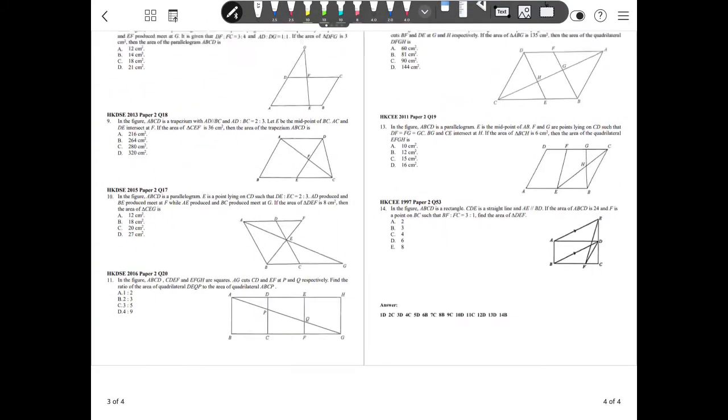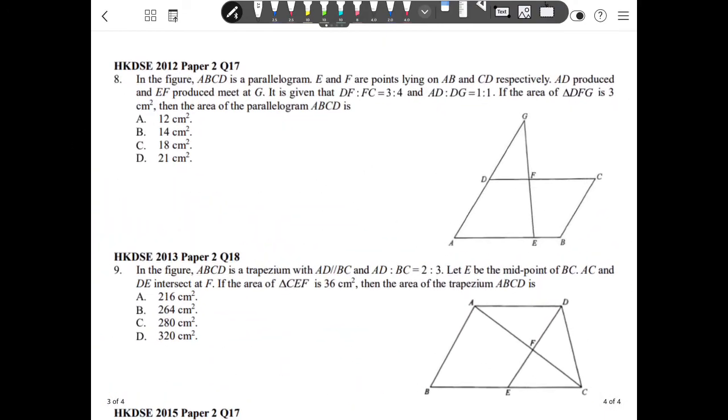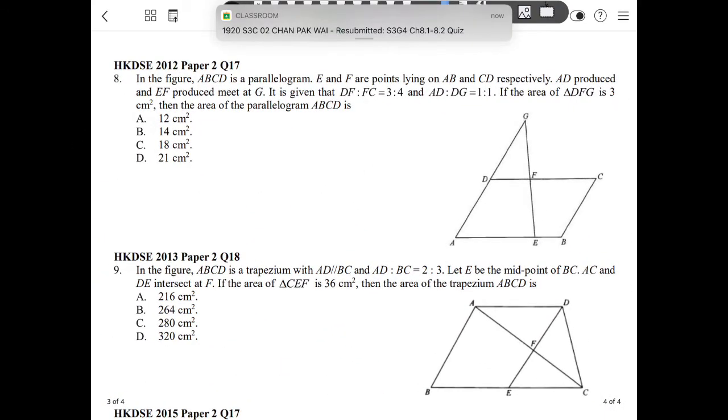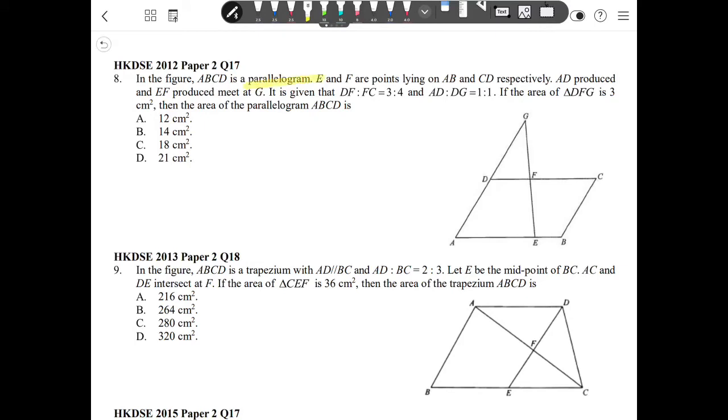Okay, question number 8. In this question, it is also a parallelogram, and we have gotten DF as 3 to 4. So if it is 3 to 4, then AD to DG would be 1 to 1. If the area of DFG, this one, is 3 cm square, please find the area of ABCD for this area.